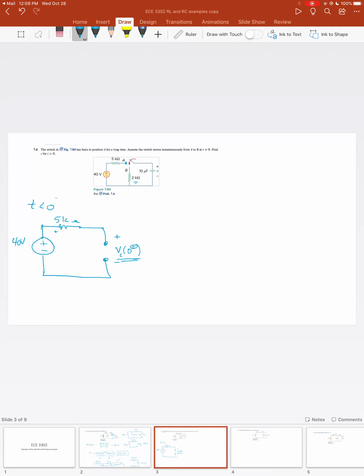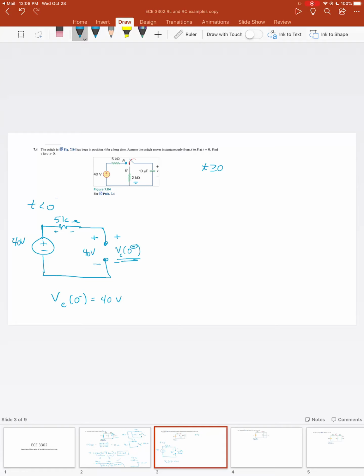So at 0 minus, right before the switch moves, this is an open circuit, no current flows. The voltage drop across the 5 kilo ohm is going to be 0 because there's no current. So here at this open circuit, the entire 40 volts from the source appears. So VC at 0 minus is 40 volts. Now what is that? That's the initial condition on that capacitor voltage.